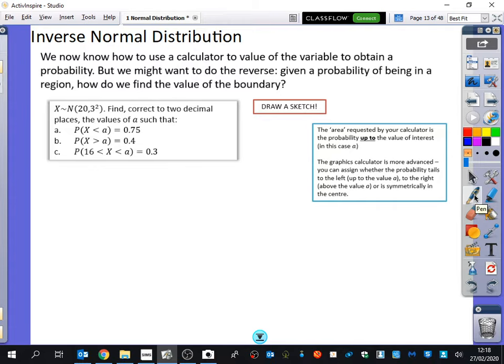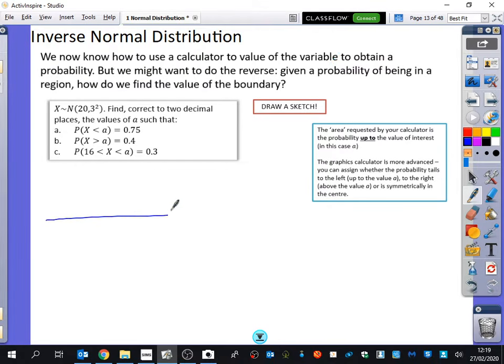So, the inverse normal distribution. We now know how to use a calculator to find a probability, basically. What we might want to do is reverse. Given a probability of being in a particular region, how do we find the value of the boundary?